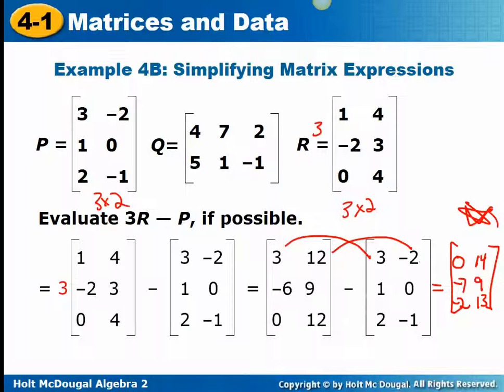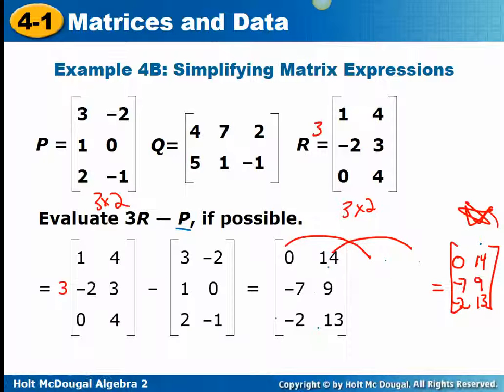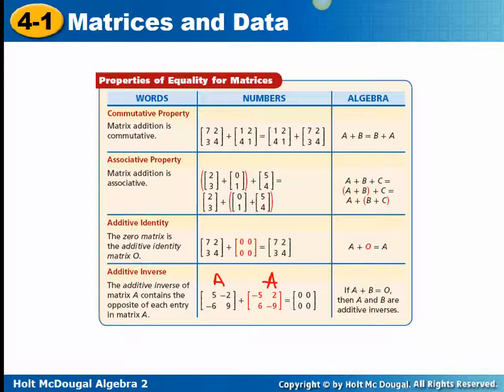I would get 3 times 1 is 3, 3 times 4 is 12, 3 times negative 2 is negative 6, 3 times 3 is 9, 3 times 0 is 0, 3 times 4 is 12. And then I have to subtract the matrix P, so 3 minus 3, now I'm doing subtraction, is 0, 12 minus a negative 2 is 14, and so on. And I get this, and then I'm done after that. So these are not too challenging, really.